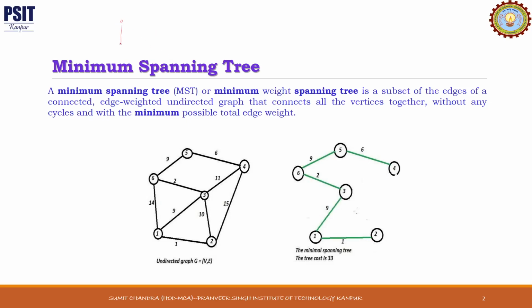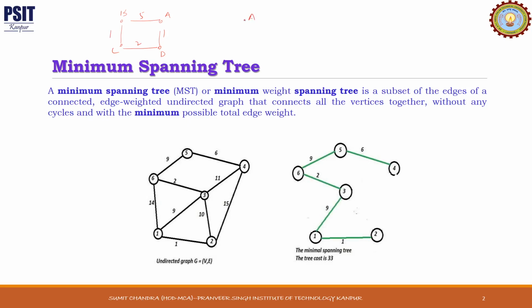So, suppose this is the graph, and these are weights here. So there can be lots of spanning trees. What is the meaning of spanning tree? Basically, any tree out of this graph is a spanning tree if it connects all the vertices. And since it is a tree, it obviously does not contain any cycle, and all vertices are connected.